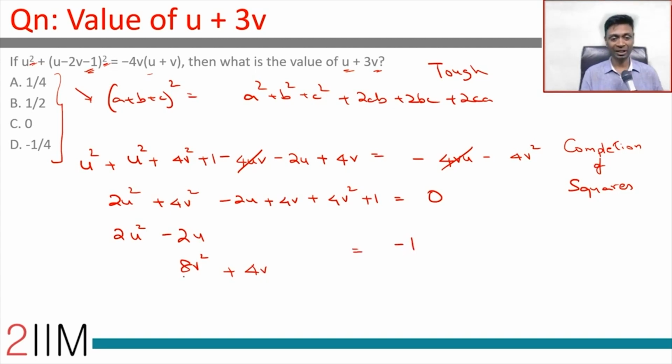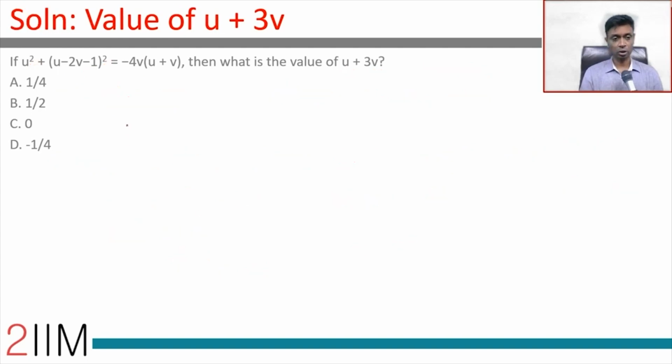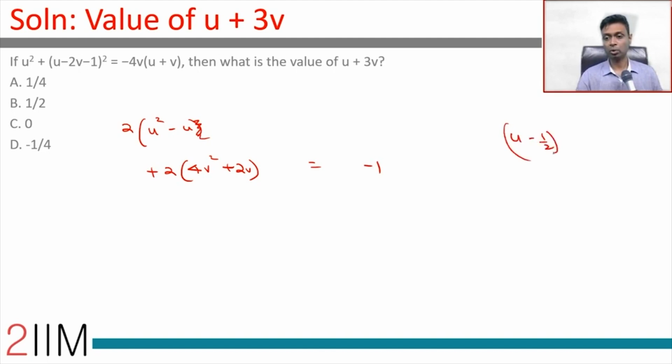8v square is not anything square. Fine. 2v the whole square is 4v square. u square is root 2u the whole square. So I'm going to take out a 2 from here and a 2 from here and then try to simplify this. So what have we got here? 2 times (u square minus u) plus 2 times (4v square plus 2v) equals minus 1. u square minus u is part of (u minus 1 by 2) the whole square.